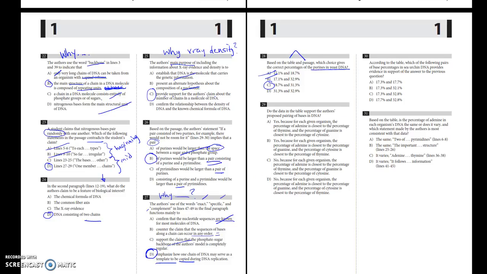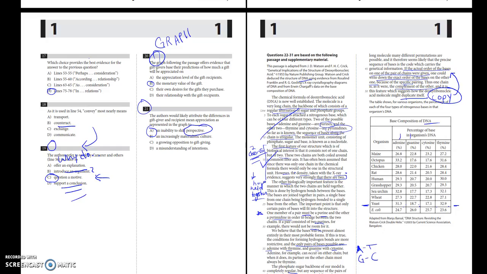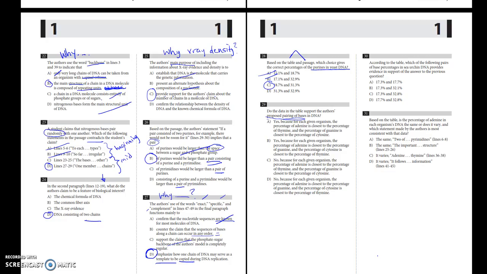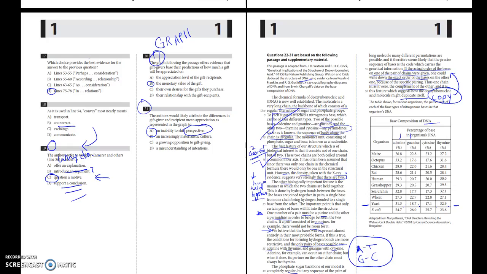Okay, do the data in the table support the author's proposed pairing? So we have to know right away, what is that author's proposed pairing? Okay, that was down here. This is what the authors are saying. We believe that only pairs of bases are possible. This is the author's proposed pairings. I remember this. Adenine to thymine and guanine to cytosine. So A, T, G, C. All right, so does the data support this pairing right here?